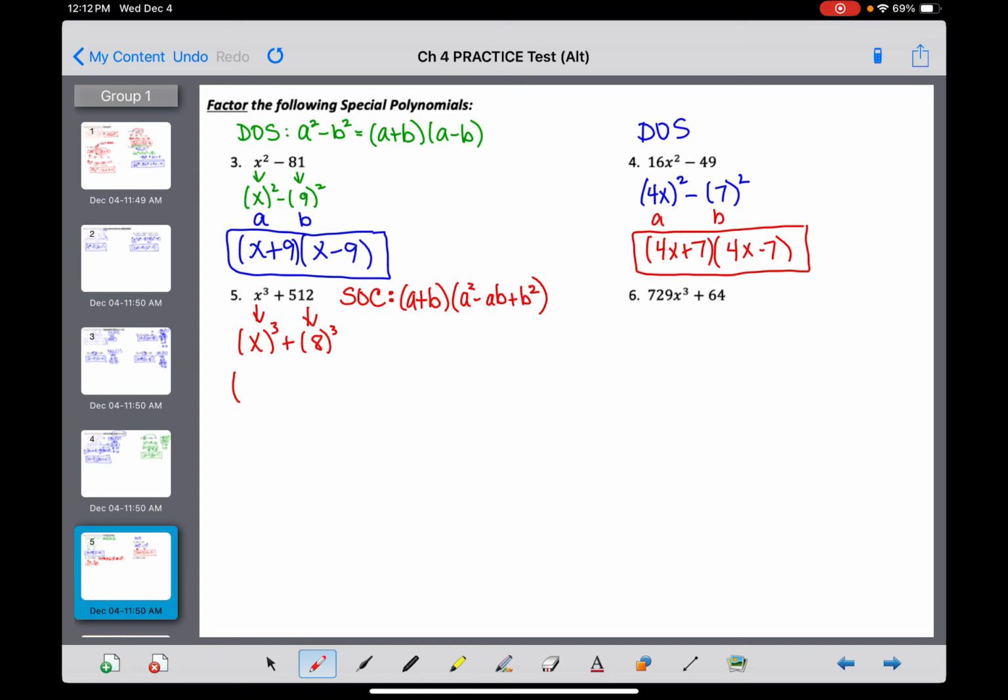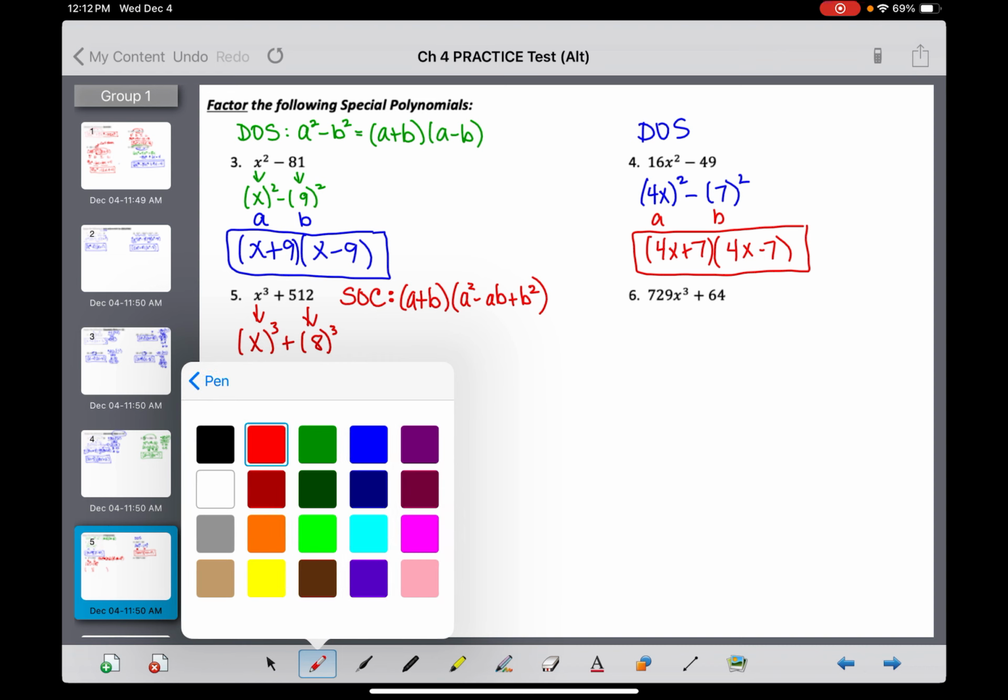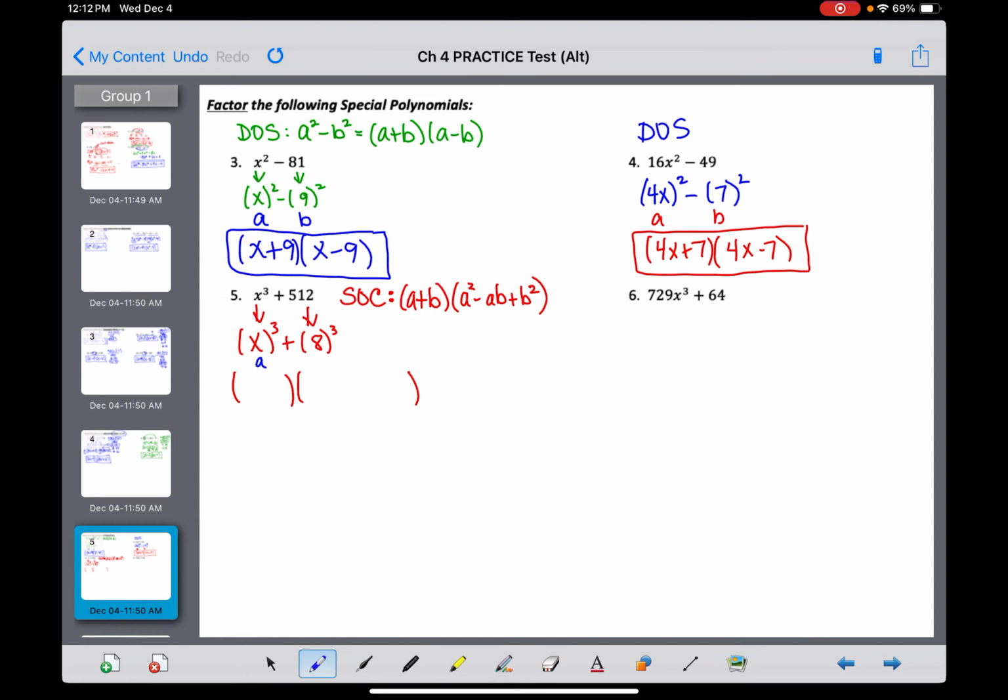So I'm going to write my parentheses for my binomial and then my bigger parenthesis for my trinomial. And the first one is going to be a plus b, right? And x is a and 8 is b. So it's going to be x plus 8 in my first parenthesis. And then my second parenthesis starts with my a term squared. A is just x, so x times x is x squared.